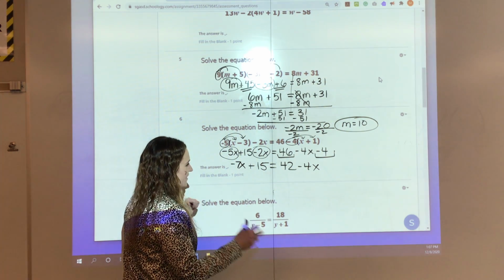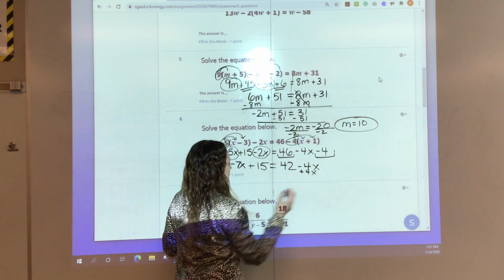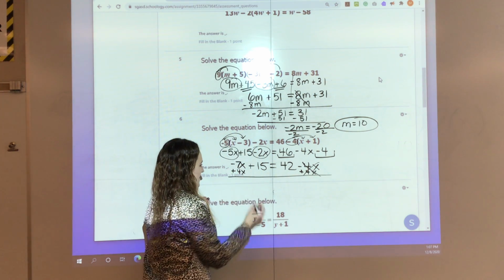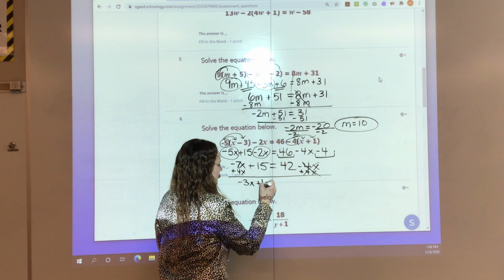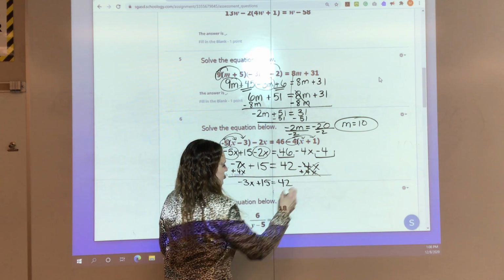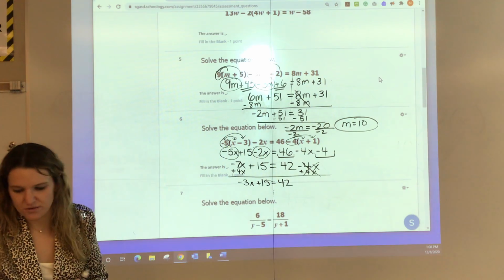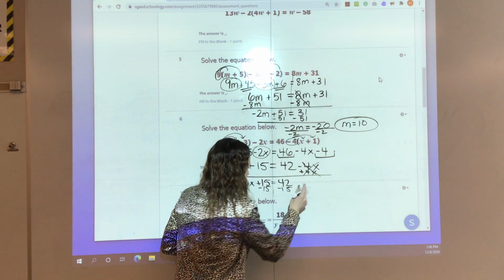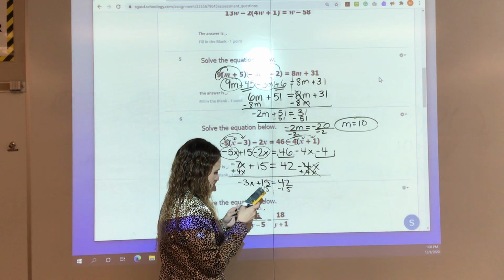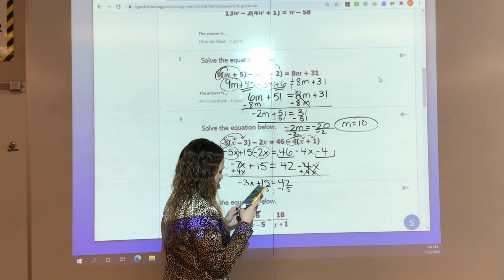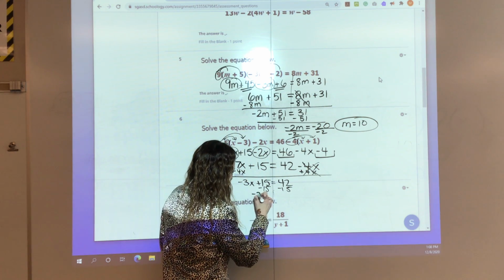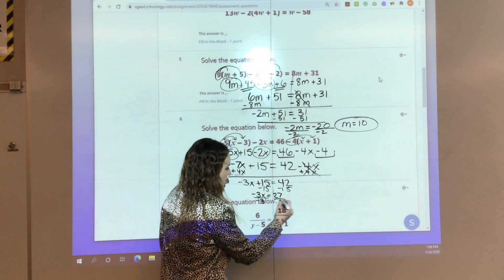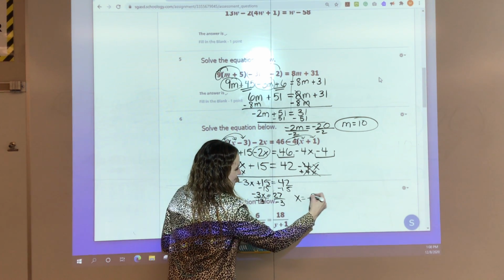I'm going to move one of my variables, so I'm going to add 4x to both sides. That goes away. I have -3x plus 15 equals 42. Let me subtract here. I want to use my calculator just in case. So we have 42 minus 15. Excellent. So we have -3x equals 27. And when I divide by -3 on both sides, I know that x will equal -9.